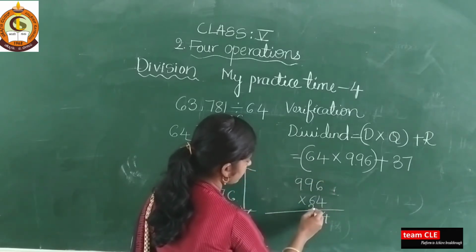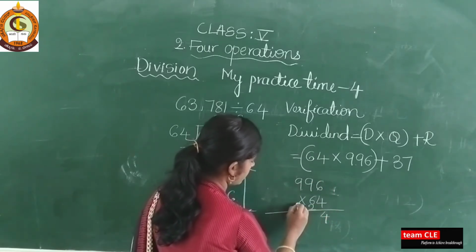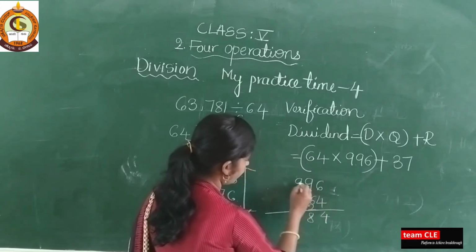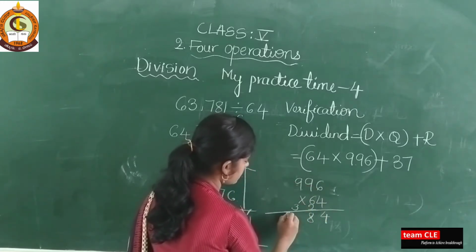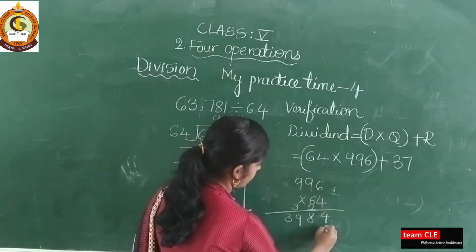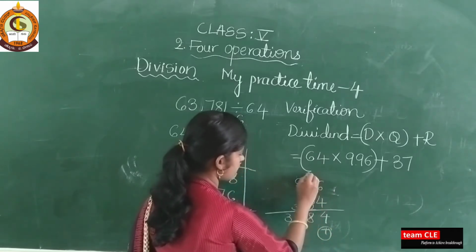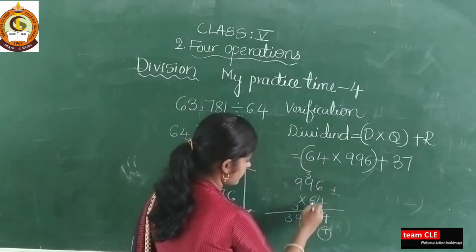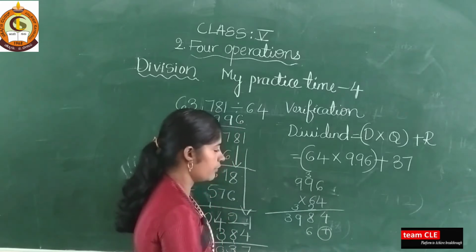4 9s are 36. 36 plus 2 is 38. 4 9s are 36. 36 plus 3 is 39. Again you leave one place. 6 6s are 36. 6 9s are 54.